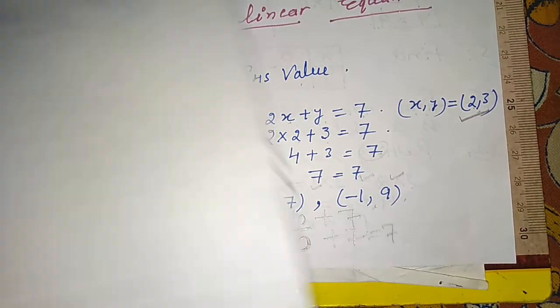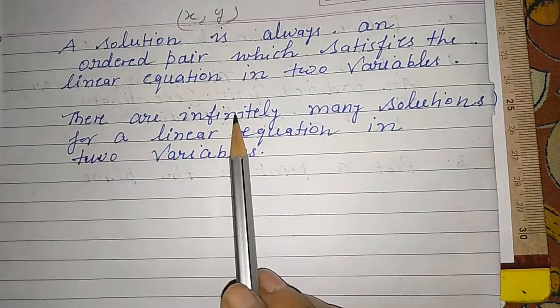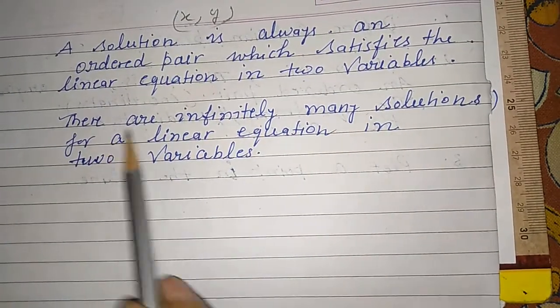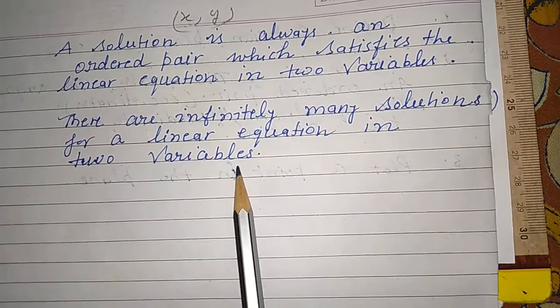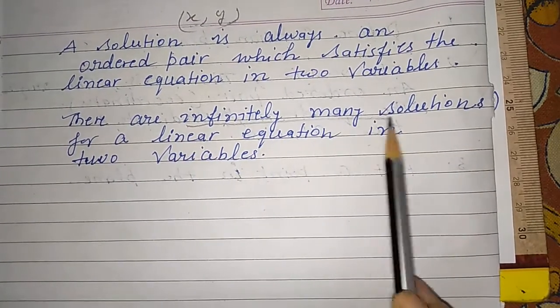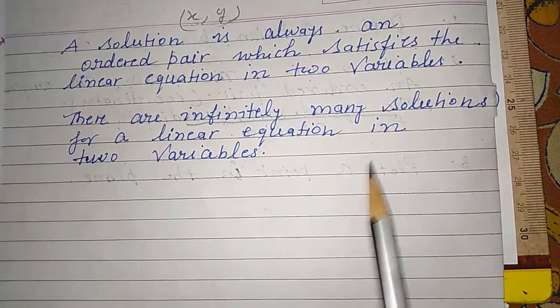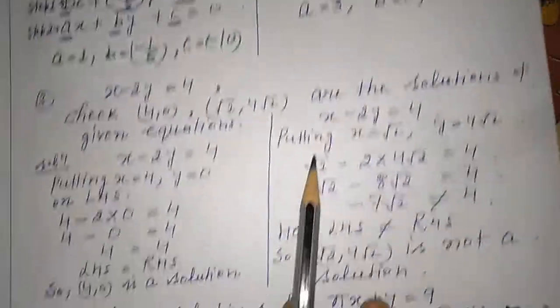So what does it mean? There are infinitely many solutions for a linear equation in two variables. So there are infinitely many solutions for a given linear equation in two variables. So this is the topic. Now we have some examples here.